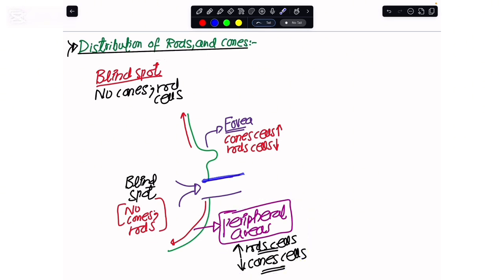But the point where the optic nerve enters the retina is referred to as the blind spot or the yellow spot. In the blind spot, there is no presence of any cones or rods. So I hope now you are very clear about the layers that we have in the eye and how each layer of the eye is adapted in performing its specific role.